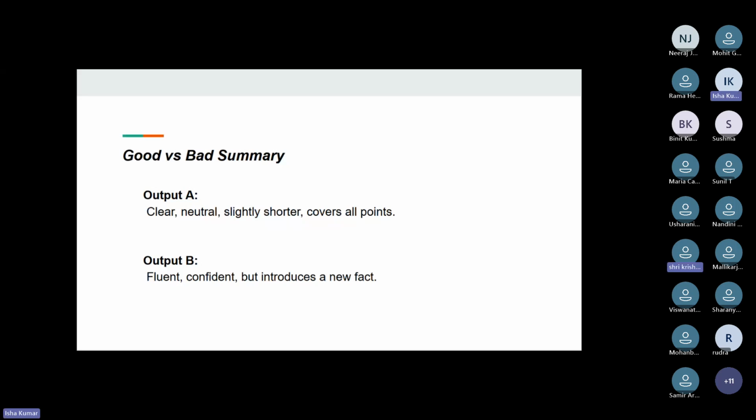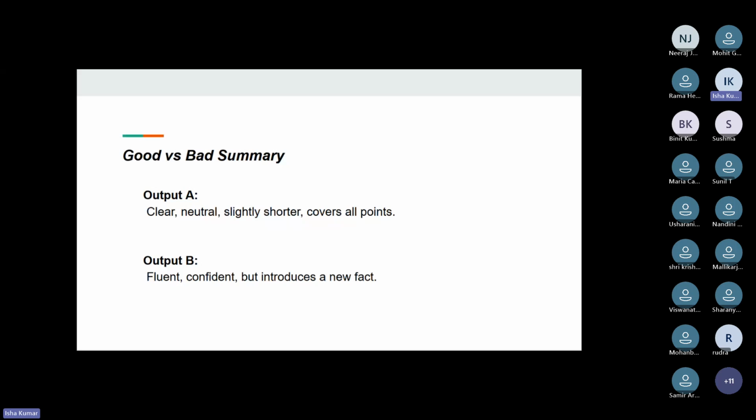May I know what that new fact is? I didn't get clarity. What exactly does "introduces new fact" mean? Okay, let's say the summary is about health and wellness, and there are certain facts, like some of the healthy things that you need to do. Maybe you need to do yoga in the morning, go for jogging, and so on. Output A mentioned whatever was there, it covered all the points. It told about jogging, yoga, and everything.